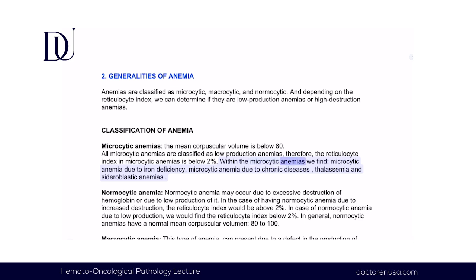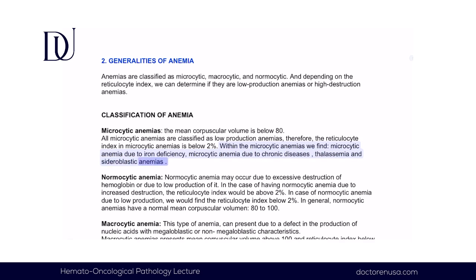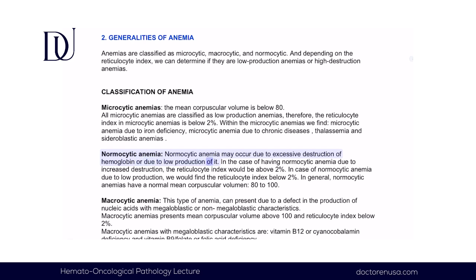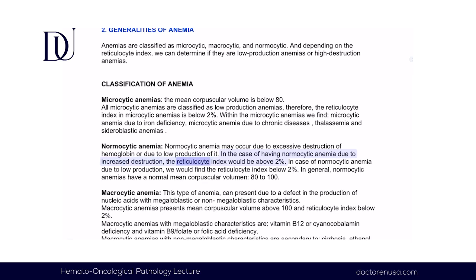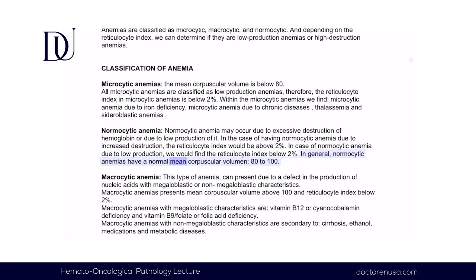Within the microcytic anemias we find microcytic anemia due to iron deficiency, microcytic anemia due to chronic diseases, thalassemia, and sideroblastic anemias. Normocytic anemia. Normocytic anemia may occur due to excessive destruction of hemoglobin or due to low production of it. In the case of having normocytic anemia due to increased destruction, the respiratory index would be above 2%. In case of normocytic anemia due to low production, we would find the respiratory index below 2%. In general, normocytic anemias have a normal mean corpuscular volume, 80 to 100.